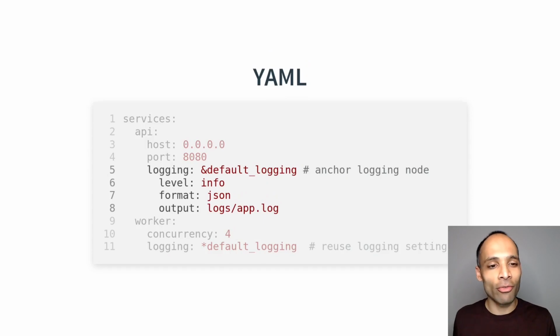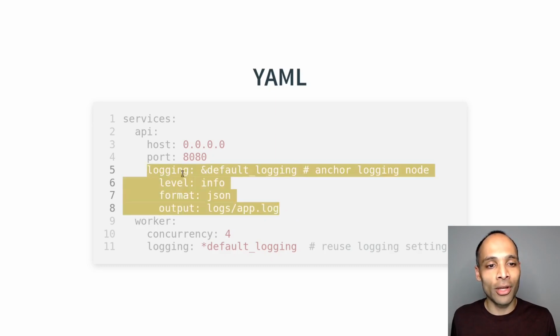Here, the first time we have our logging node, we see a little bit of extra information. This ampersand effectively tells the YAML parser to store the settings in this key value pair in something like a variable called default logging. This in the world of YAML is called anchoring. It effectively takes all the values at this point and stores it in a variable called default logging.